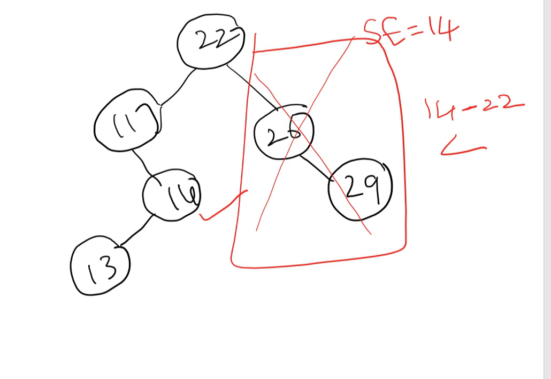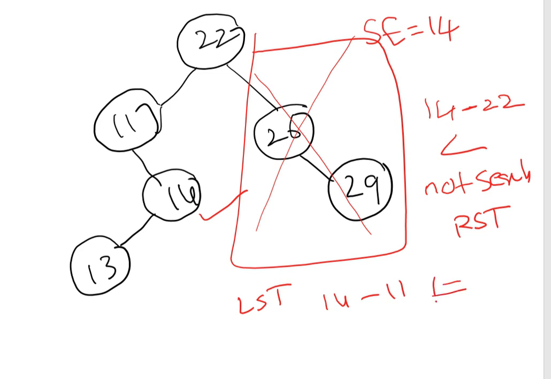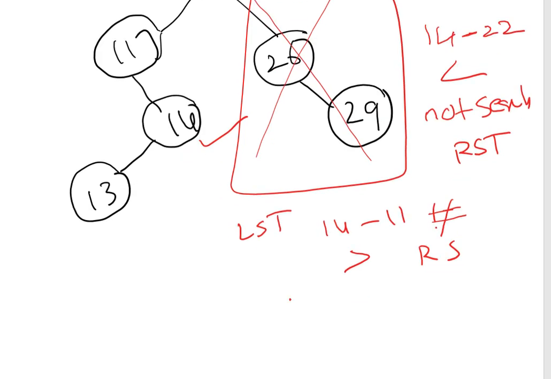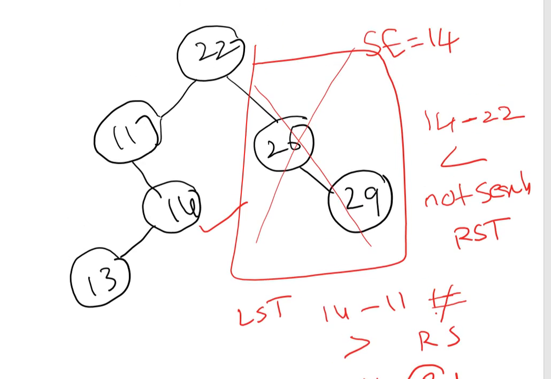Then we will go to the left subtree. In the left subtree, what will we search? 14 with 11. Not equal. So what do we go for? Is it lesser or greater? The search element is greater, so we go for the right side. This is the right side, greater. Then 14 is equal to 14. So 3 steps. Like this, the element can be searched.